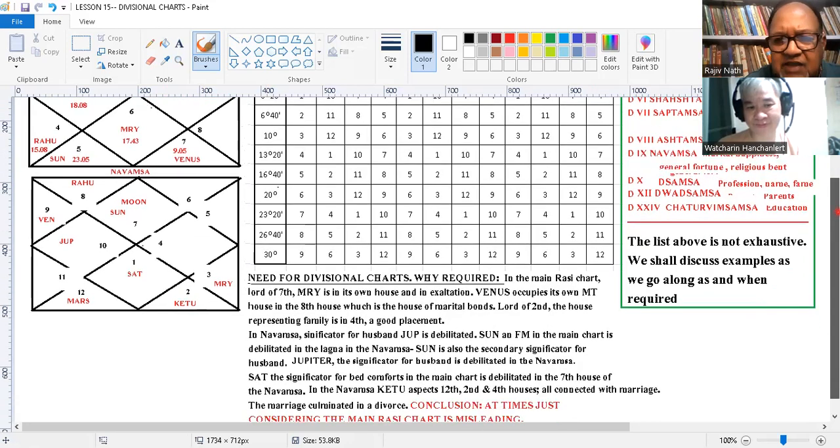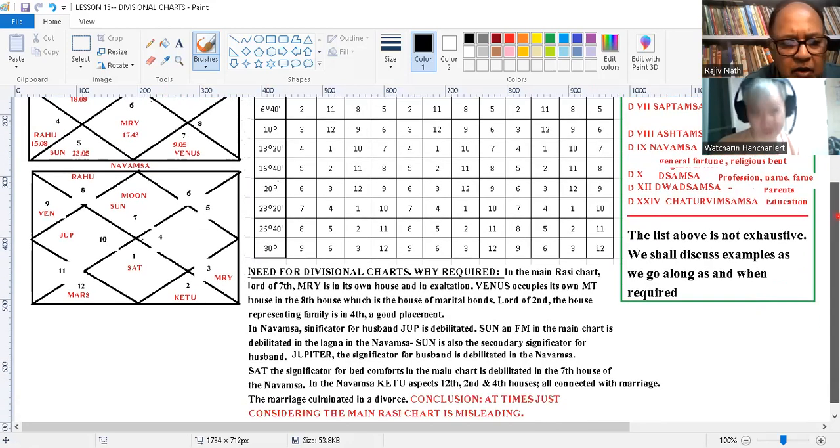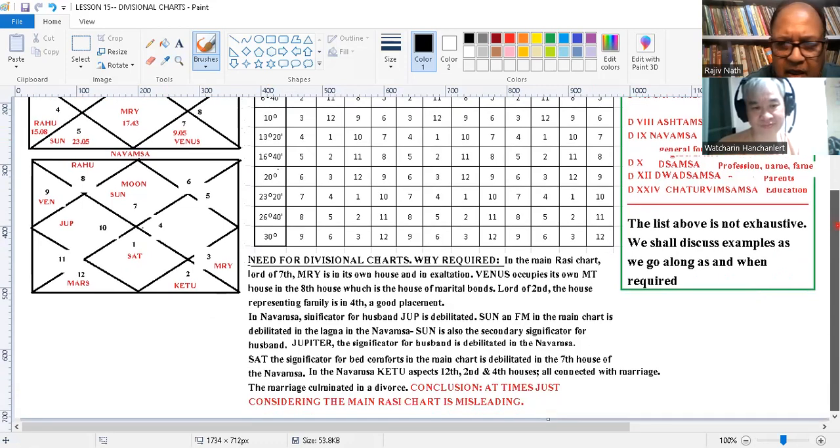for marriage, we study D9, Navamsa. Here at the bottom, I have given Navamsa. Again I am repeating, need for divisional charts. Why required? In the main Rashi chart, Lord of seventh, Mercury, is in its own house and in exaltation. Venus is the general karaka for marriage and occupies its own Moolatrikona house in the 8th house.